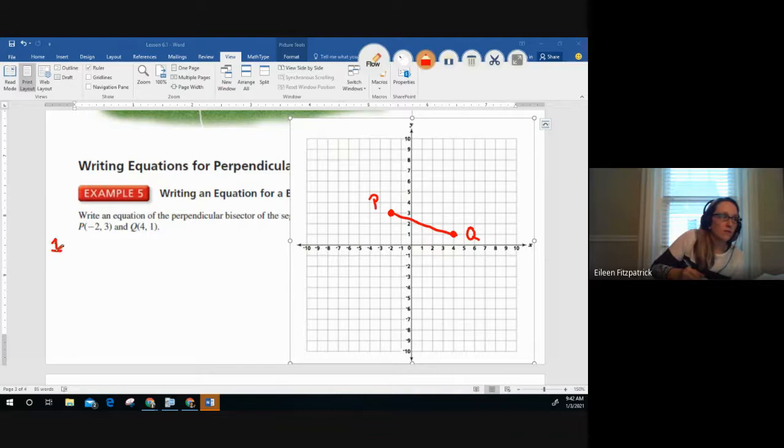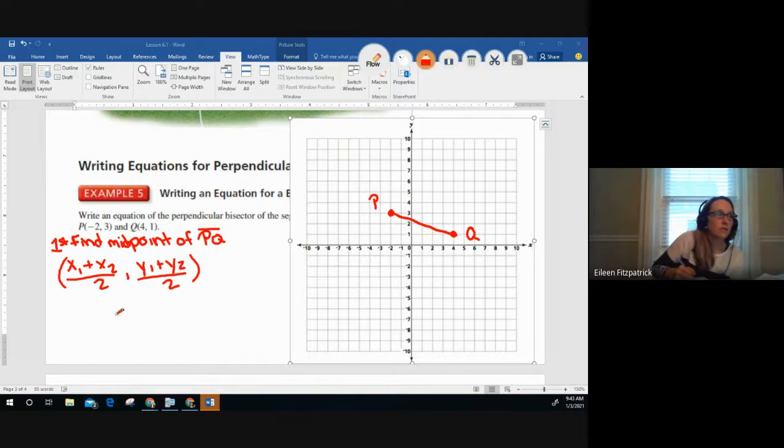So first you're going to find the midpoint of PQ. All right, so we do have our midpoint formula, which is x1 plus x2 divided by 2, and then y1 plus y2 divided by 2. You're finding the average of the x coordinates and the average of the y coordinates to find the midpoint.